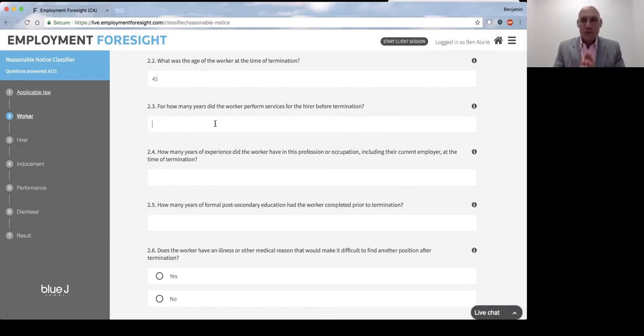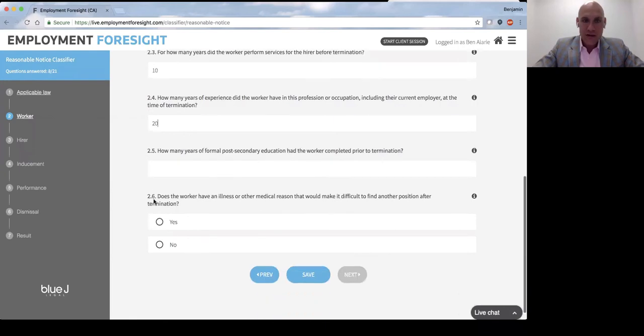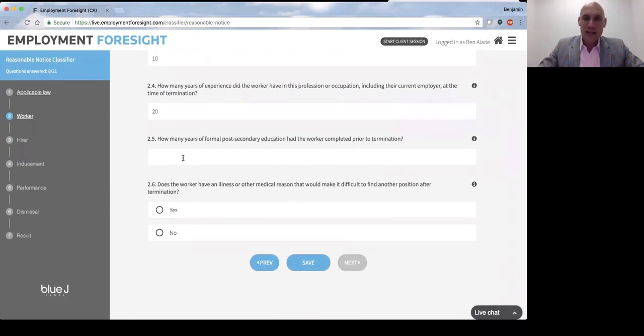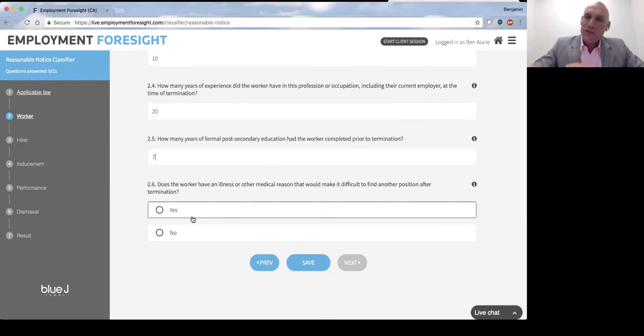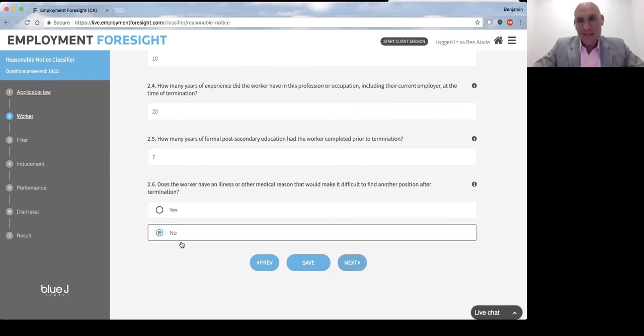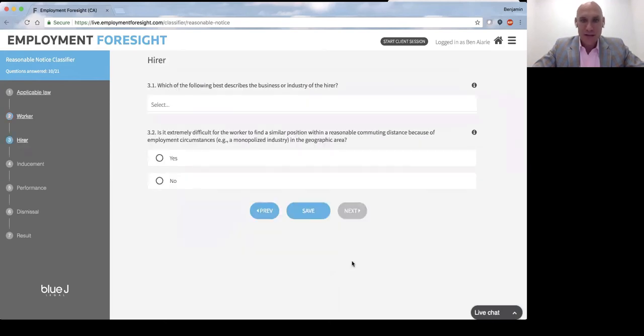She performed services for the hirer, the bank here, for 10 years before her termination. So I'm going to say 10 years. She had a total of 20 years of experience. So 10 at the law firm and then 10 at Big Bank. So I can say 20 years of experience. How many years of formal post-secondary education? Well, she had 4 years for her undergraduate training and then a further 3 years for law school. So that makes 7 years. And there's no mention of Laura having any kind of illness or medical condition that would make it difficult for her to find another position after her termination. So I'm going to answer no to question 2.6. Okay, I'll click next here.